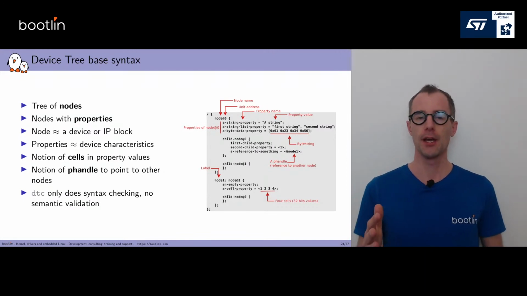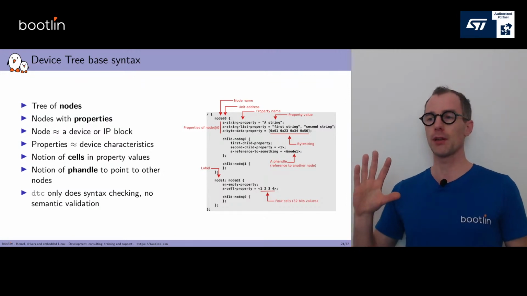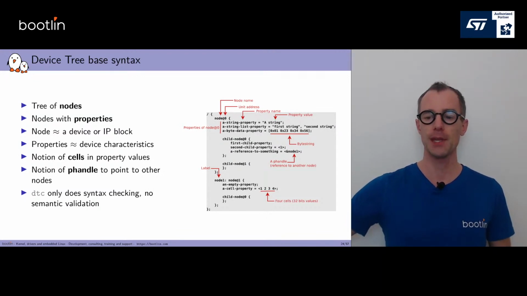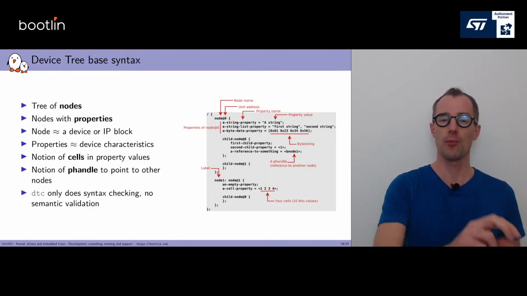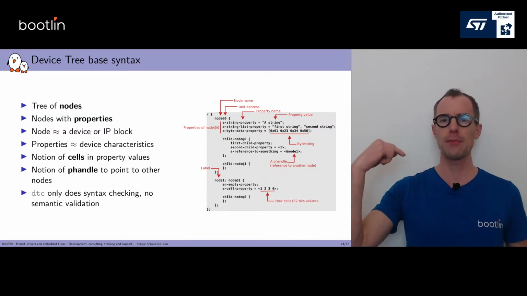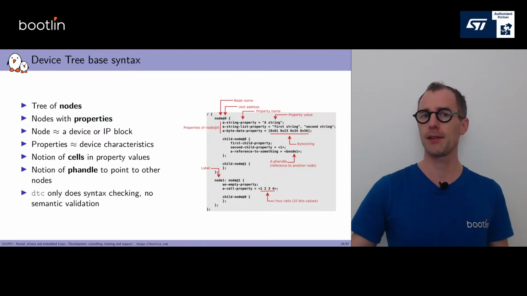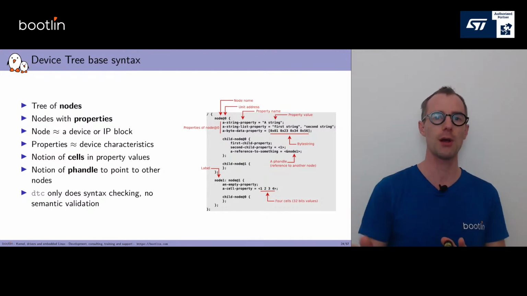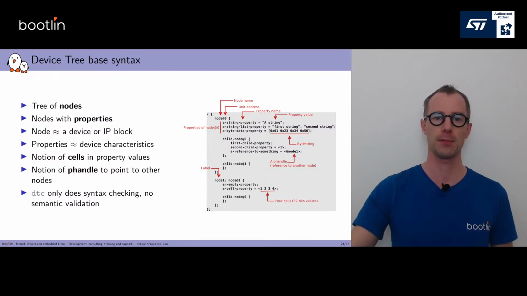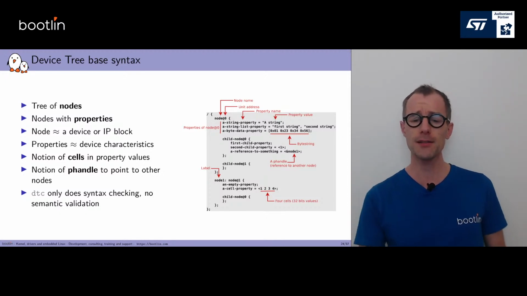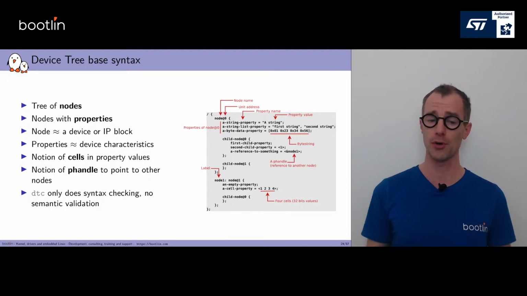And more or less, you can see a mapping between a device tree node representing a device or an IP block in your system, and a property inside that node providing the characteristics of that device. And this is quite important to keep in mind, because if you remember the block diagram that I gave of the SoC and the peripherals around it, pretty much every square of that diagram is going to be a node in that device tree, because these are the hardware blocks that you have on your system on chip and on your board around the system on chip. There is the notion of cells in the property values, which I'm going to cover in more detail later.